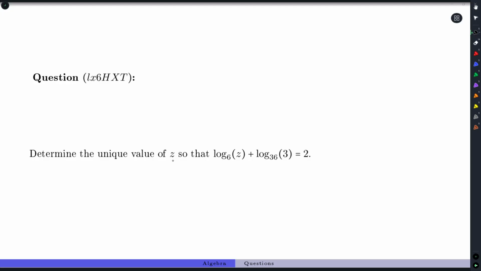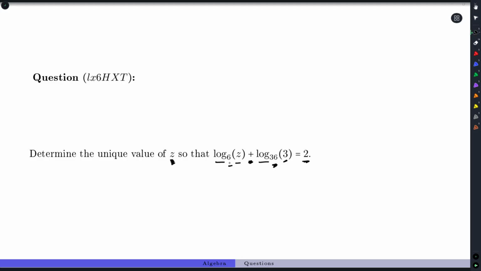Determine the unique value of z so that log base 6 of z plus log base 36 of 3 is equal to 2. Now, why did I say unique there? Well, when I see logarithms and there's an addition of logarithms, what I want to do is combine them. Typically, you want to combine things, make them simpler.